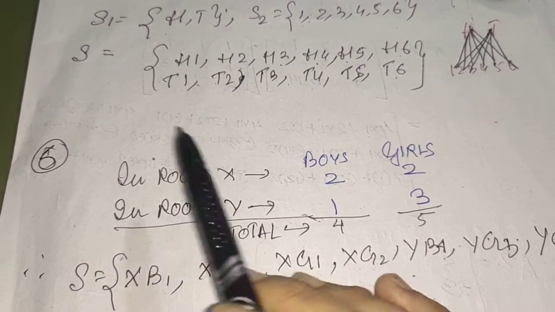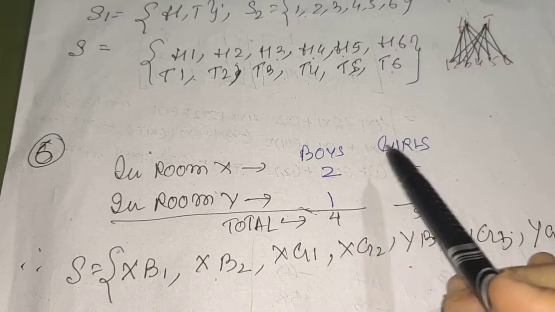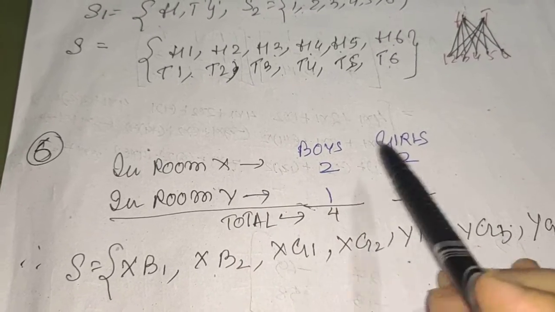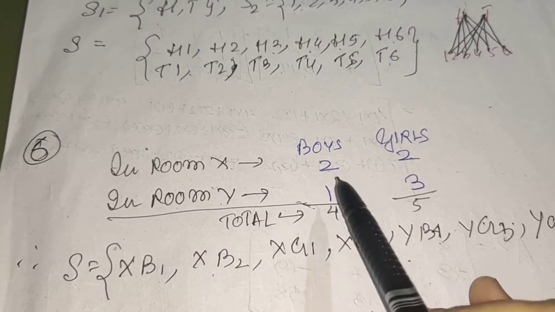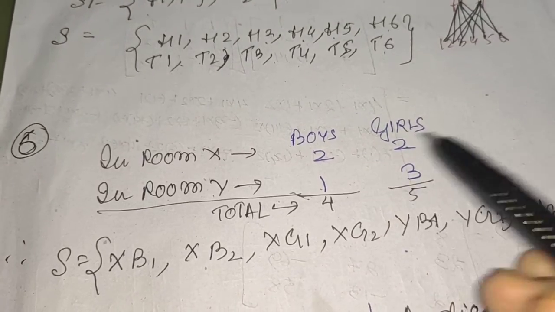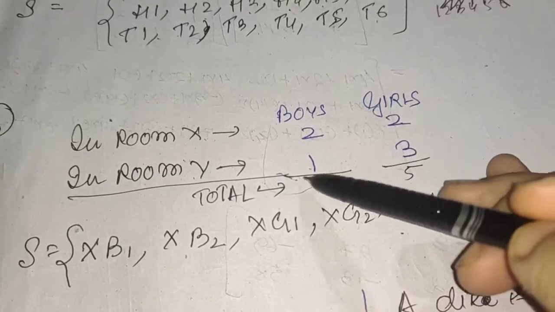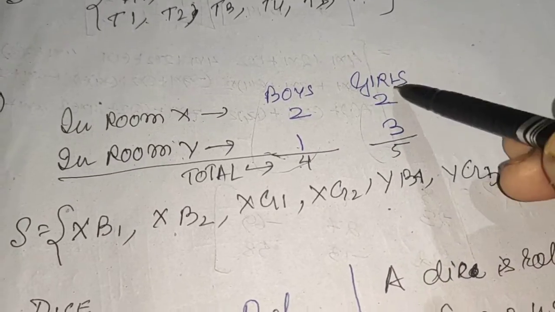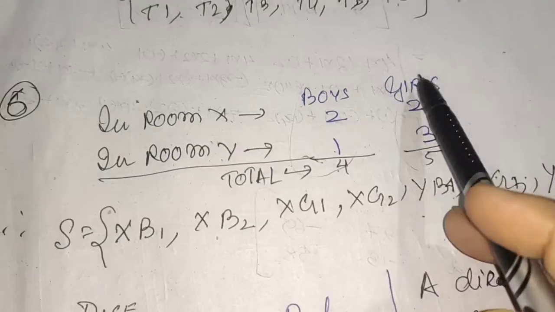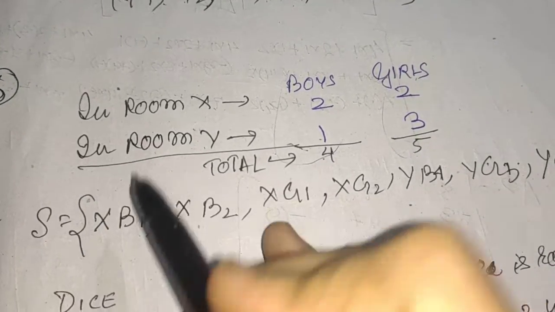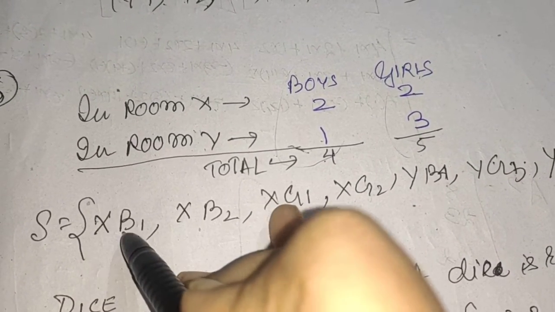Question number 6 says that in a room X there are 2 boys and 2 girls. In a room Y there is 1 boy and 3 girls. So what is the total number of boys? The total number of boys is 3. What is the total number of girls? It is 5. So how can we write a sample space in terms of ordered pairs?